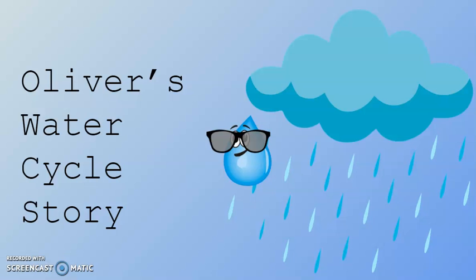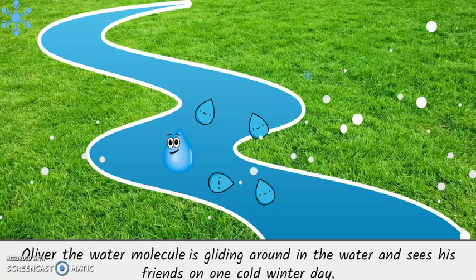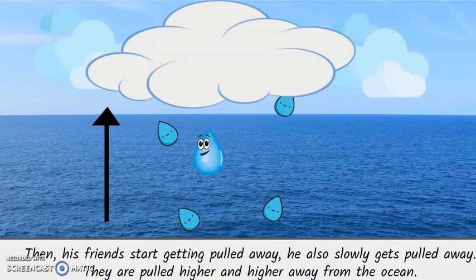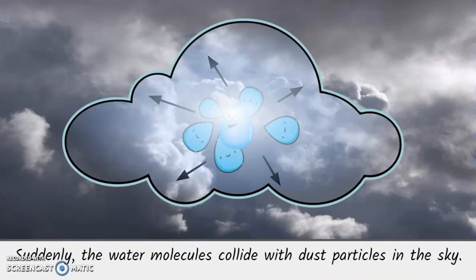So here's our story. This story is called Oliver's Water Cycle Story. Oliver the water molecule is gliding around in the water and sees his friends on one cold winter day. Then his friends start getting pulled away. He also slowly gets pulled away. They are pulled higher and higher away from the ocean. Suddenly, the water molecules collide with dust particles in the sky.